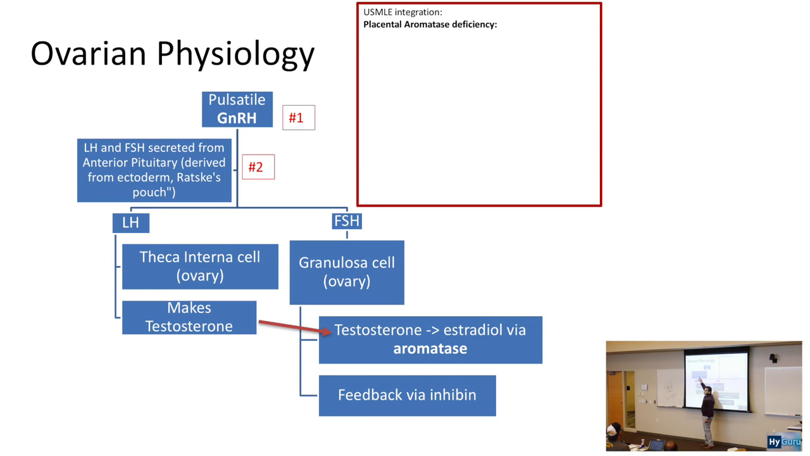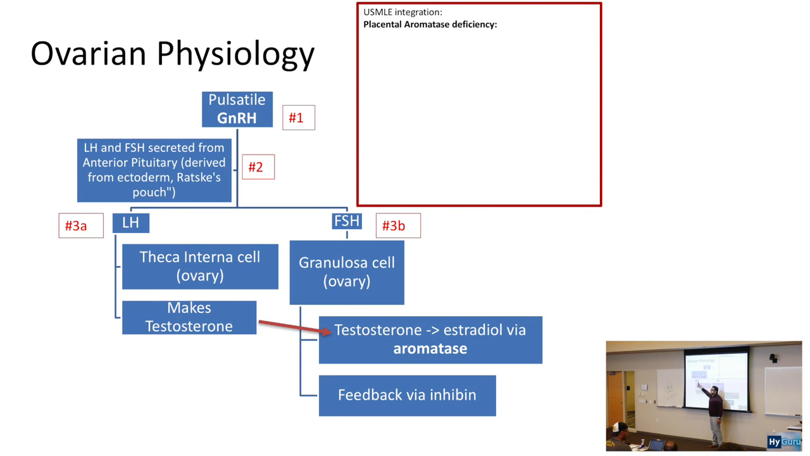That LH and FSH from the anterior pituitary, an embryological tie-in for the anterior pituitary, is that it's derived from ectoderm and Rathke's pouch. What's a tumor of Rathke's pouch known as? Craniopharyngioma. So you need to know these kinds of things, boom, boom, boom, firing in my mind as I talk to you, because they're so high yield for you to integrate, all right? So LH and FSH are going to be released via the anterior pituitary.